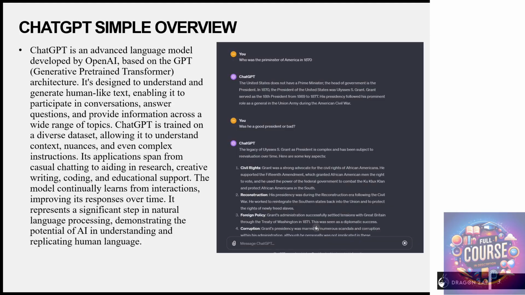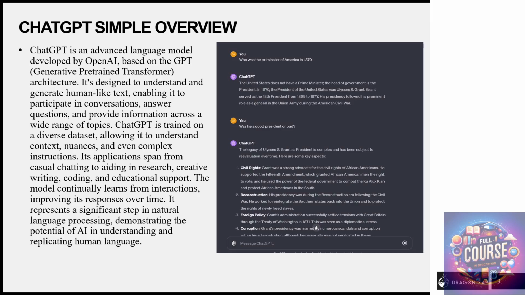So firstly, what is ChatGPT? ChatGPT is an advanced language model that was developed by OpenAI. ChatGPT is designed to understand and generate human-like text. You can essentially have a conversation with it like you would have with a human.